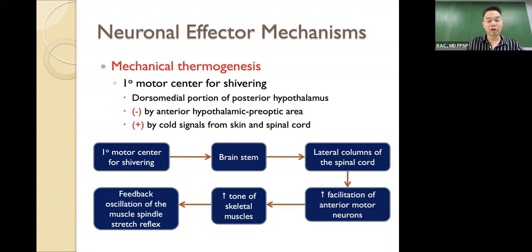And if you will recall your muscle physiology, whenever the muscle contracts, ATP is utilized. Whenever the muscle relaxes, ATP is utilized as well. And when ATP is broken down, heat is liberated, no? So that's mechanical thermogenesis.